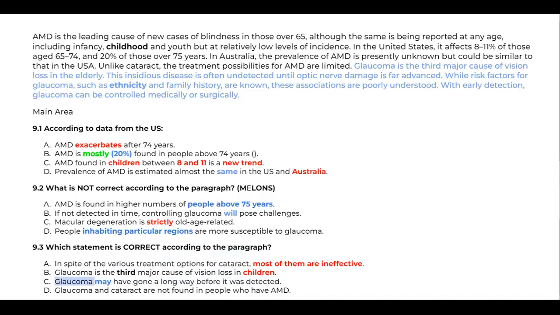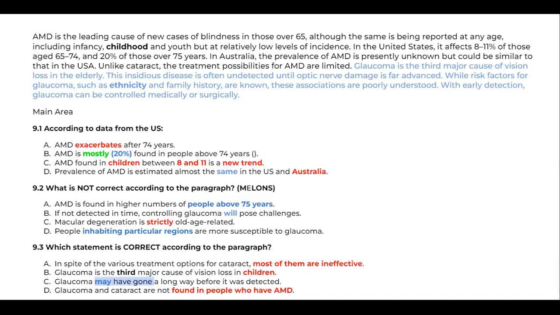Suppose you are in the examination hall and you are not getting the meaning of this sentence. Do one thing. You have already eliminated A and B. Let's see whether you can eliminate D also. Glaucoma and cataract are not found in people who have AMD. Not mentioned. There is no such comparison here. Rather than scratching your head for 3 to 5 minutes, just eliminate and run away from here and write this answer. Since A and B are not mentioned and D is also not mentioned, why waste your time on C? Anyway, that is the correct answer.